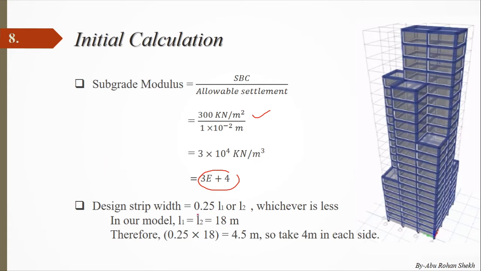The second one is the design strip width. As per Indian Standard, the design strip width should be equal to 0.25 L1 or L2, whichever is less. In this case, L1 is the length of the building and L2 is the width of the building. In our model, the length and width are both equal to 18 meters, so I'm considering either of them. The equation gives us 0.25 into 18 meters, which gives a value of 4.5 meters. I'm just taking this as 4 meters on each side.